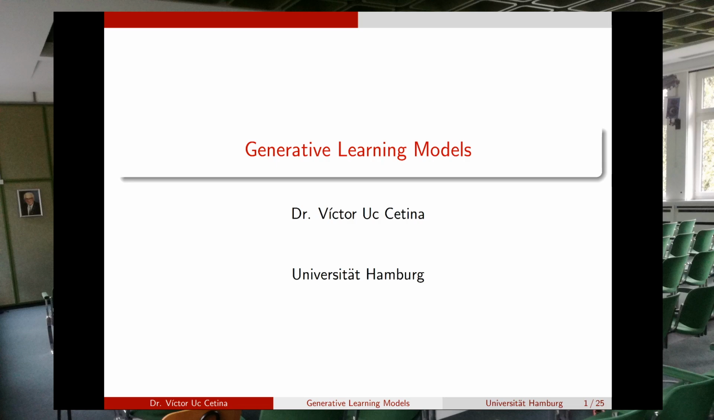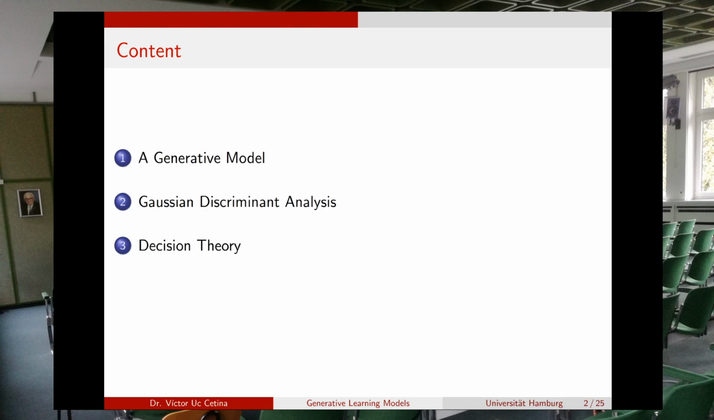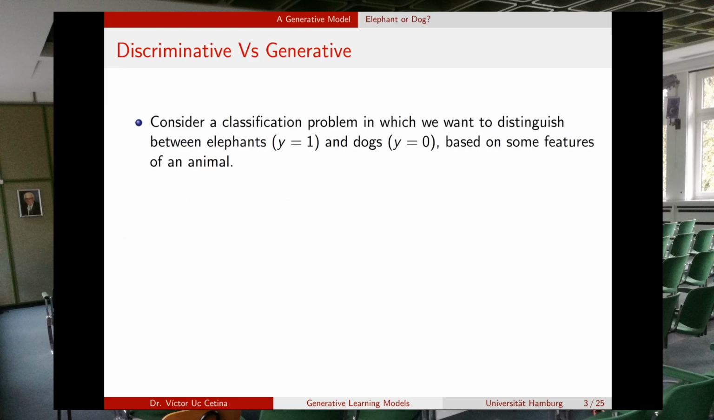Okay guys, let's talk now about generative learning models. In this presentation I will explain the general generative model, how you create this kind of models, and then I will talk about how you can implement a Gaussian discriminant analysis model, which is a kind of generative model. And finally I will discuss some points related to decision theory, which are important when you implement classifiers.